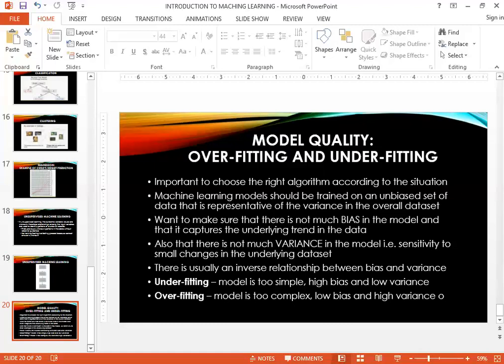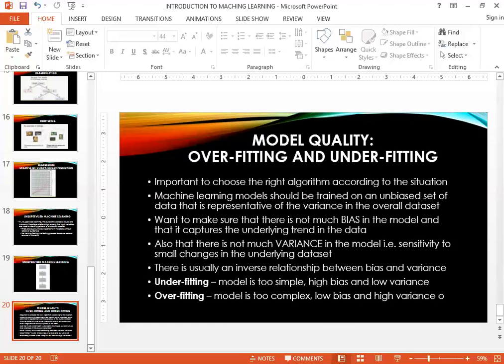Also, another thing that you don't want is that there shouldn't be a lot of variance in the model, or sensitivity to changes in underlying data. So you want a very robust model. You don't want a small change in the training data to totally alter the entire model. You want it to not get impacted too much through variance. Again, you do not need to go into too much detail, but just high level for you to understand.